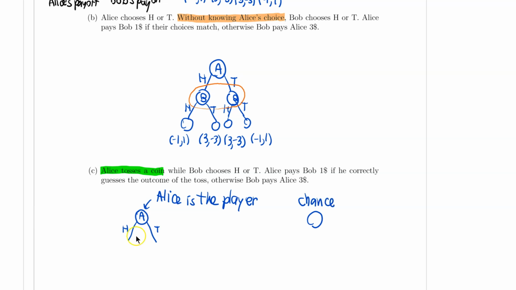That makes sense because the difference between Chance and Alice is that if I said Alice is playing, that means she has to make the decision whether it's going to be head or tail. But when she tosses a coin, she is not making the decision herself. She lets it be decided by Chance. So in this case, I'm going to say it's a Chance node, or sometimes we will say it's player 0. I'm just going to put number 0 here.